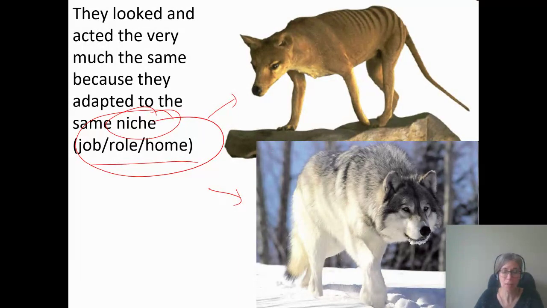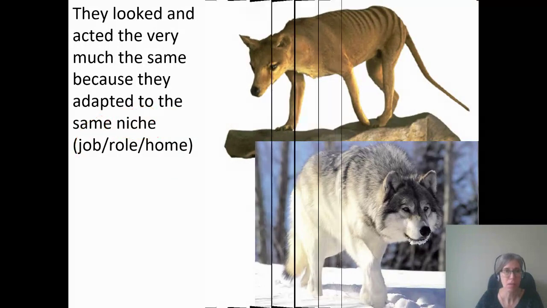And that ended up making them look the same, because if you don't have good balance, if you're not really quiet, if you don't have a great sense of smell and wonderful eyesight and really good hearing, you're probably not going to be a very good hunter. And so you probably wouldn't live and survive and make babies.